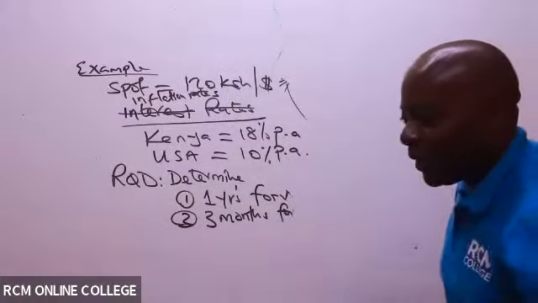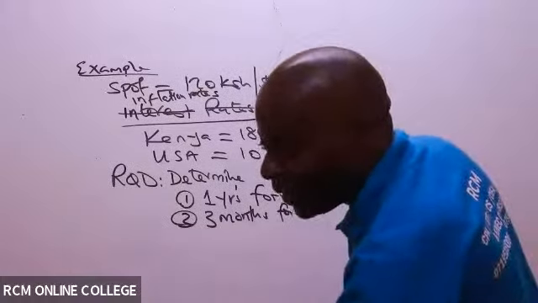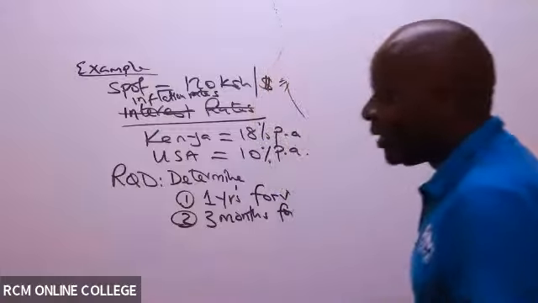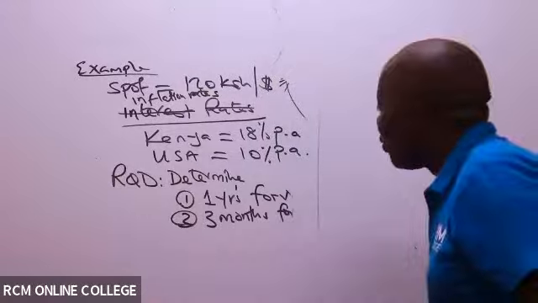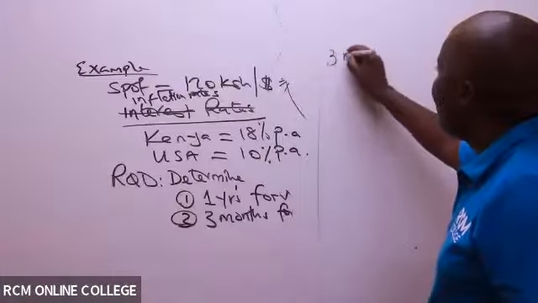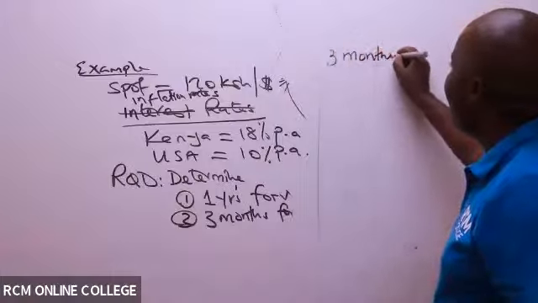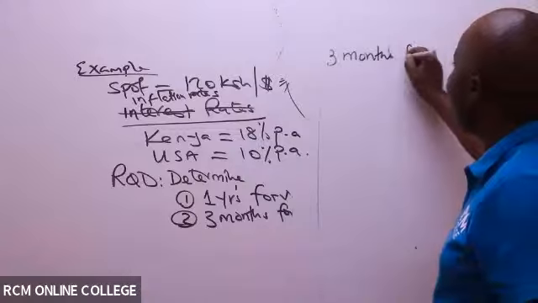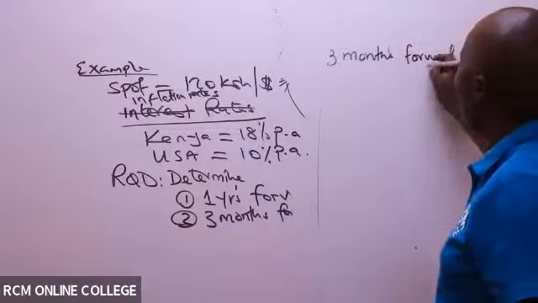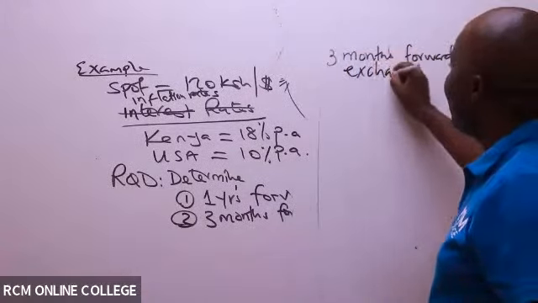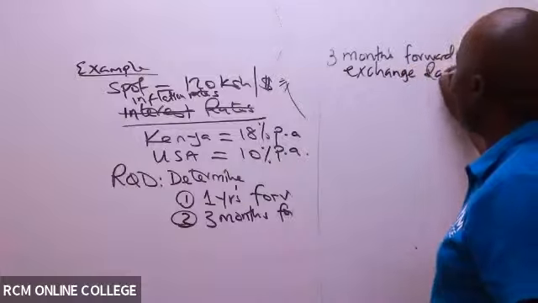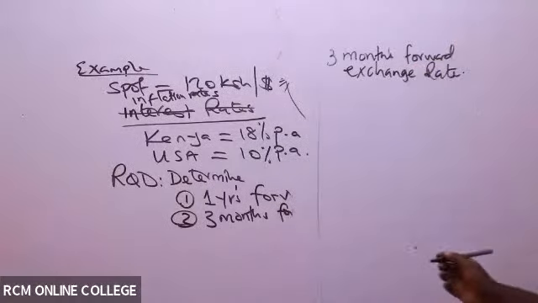Now we go to number 3, ladies and gentlemen. Number 3, 3 months forward. So they want us to give them the 3 months forward exchange rate. So how do we get this 3 months forward exchange rate?